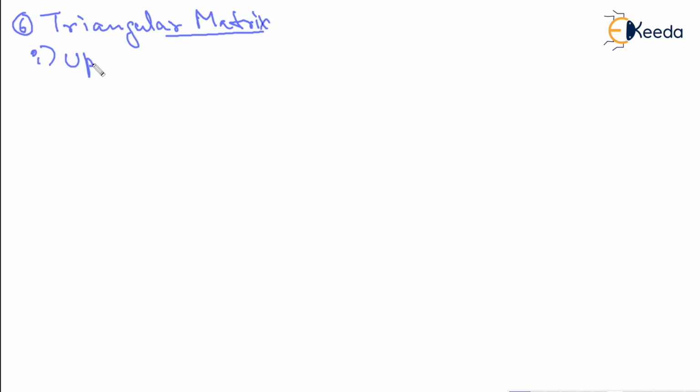So the next one is the sixth one. This is triangular matrix. Triangular matrix. So we'll have two parts of it. Let's take the first one. Upper triangular matrix.